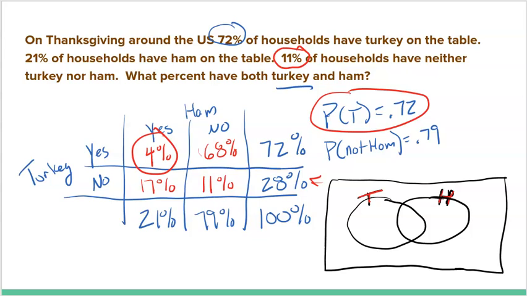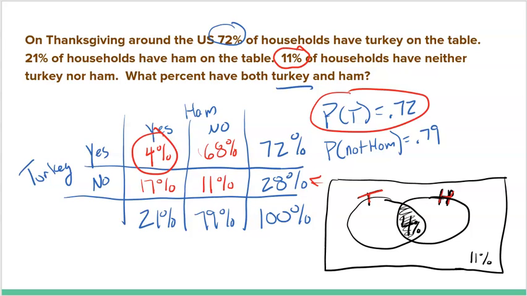I know that 11% have neither. Those are the people that are left out. And now I got to figure out the insides, right? And that's a little bit tricky, right? So you got to really kind of take your time because this overlap here, this is going to be the 4% that have both. So I'm going to put 4% right there.